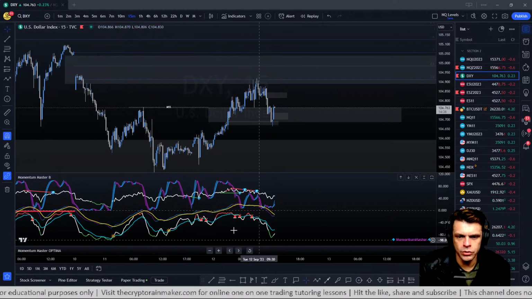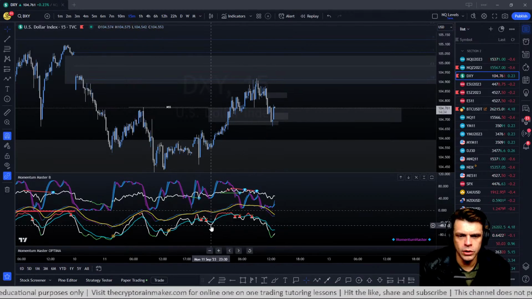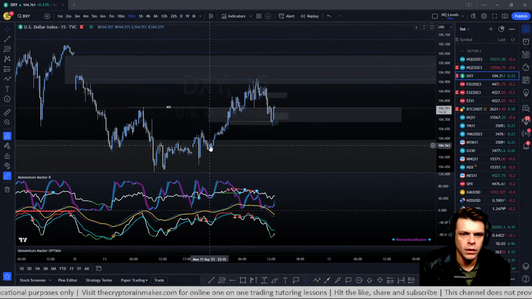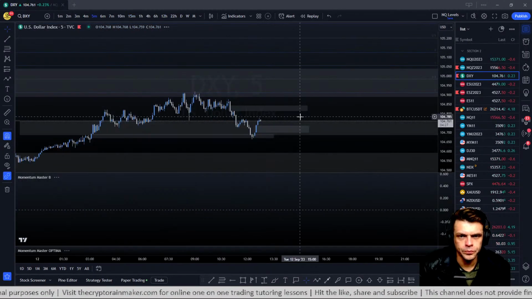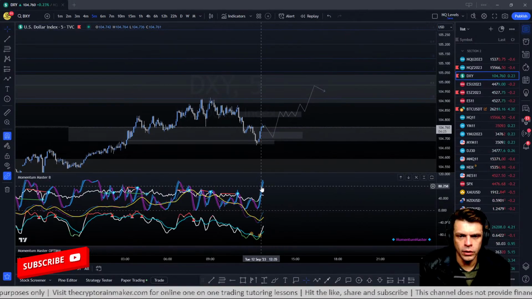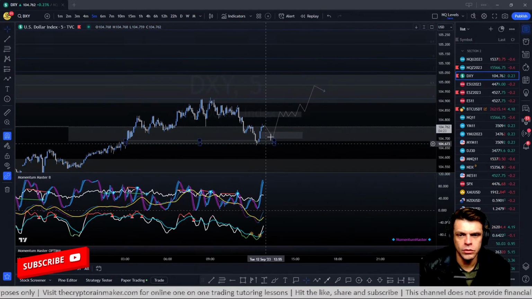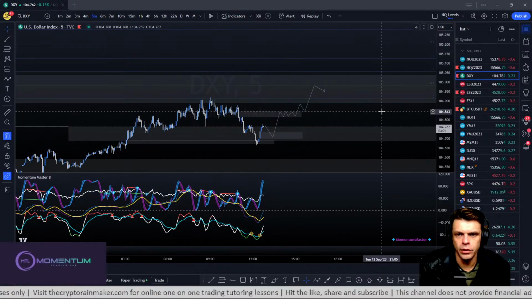Bit of a divergence right here on the Williams. It says a low and a lower low. And then we have a low and a higher low. This is maybe what it needs to, after the 5-minute reset, to get that push into that area.